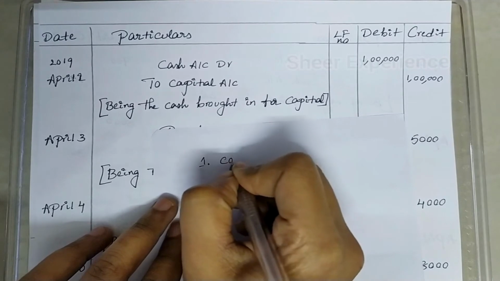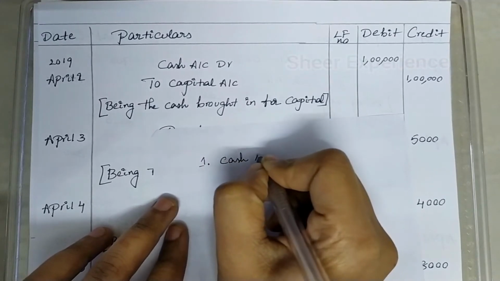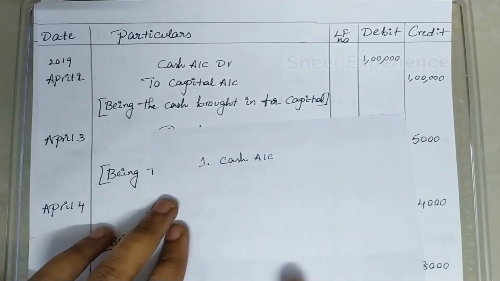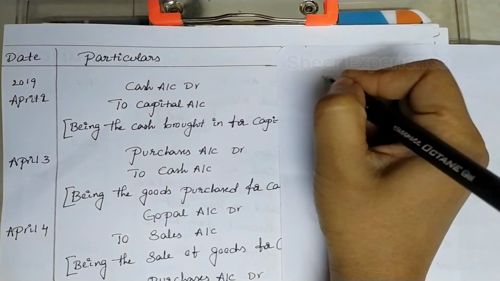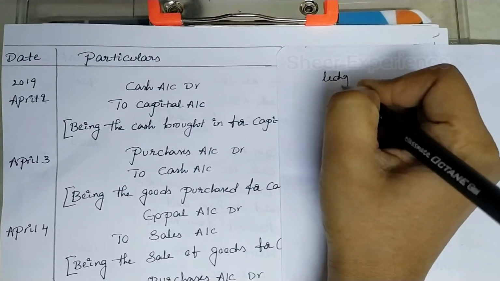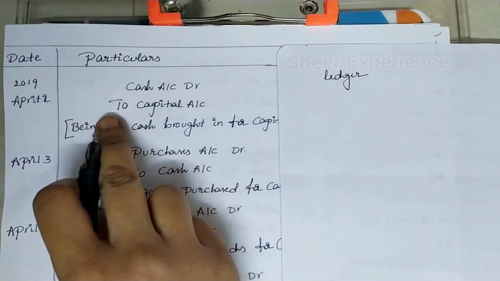Let's prepare the ledger now. The first ledger account is cash account. We will see in how many journals we have cash account. While preparing any ledger account, we should focus on the corresponding credit or debit account. Here we are preparing the cash account ledger.